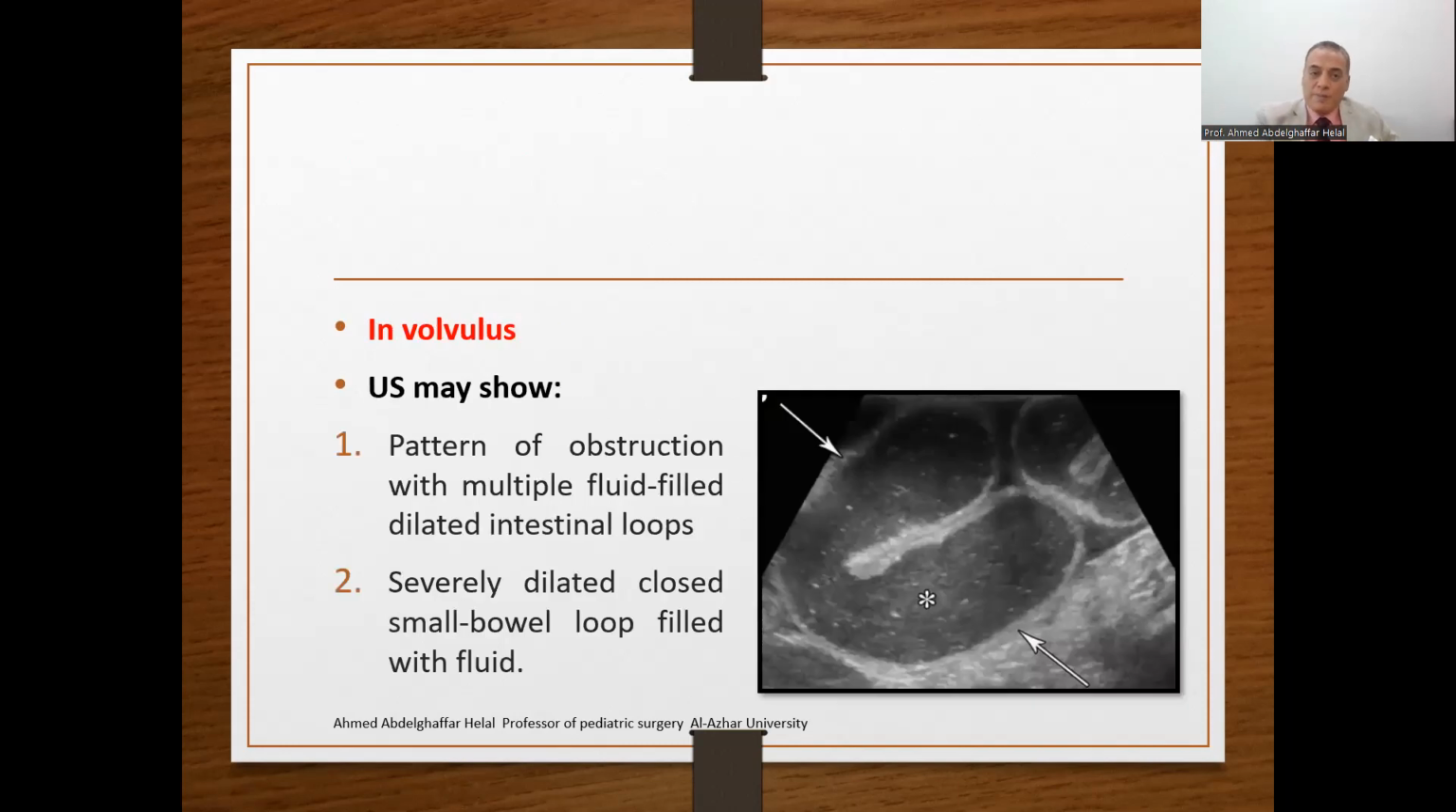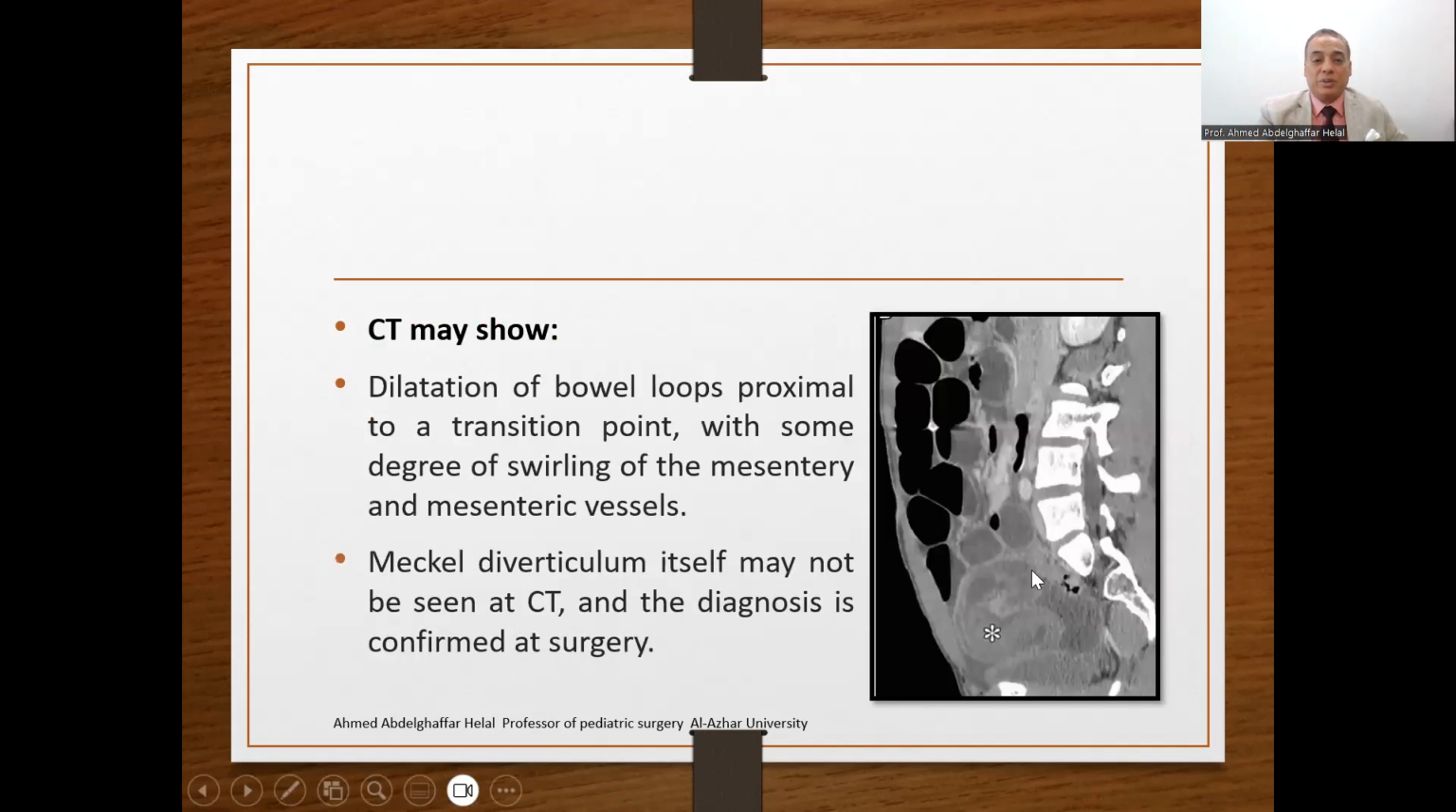In volvulus, if there is a band causing intestinal obstruction by twist or volvulus, the pattern of the obstruction shows multiple fluid-filled dilated intestinal loops, like this. Part of the intestine forms what is called closed loop obstruction, a dilated fluid-filled intestinal loop. Severely dilated closed small bowel loop filled with fluid, like this picture in the ultrasound.